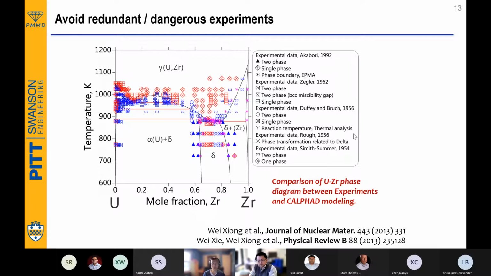Another thing is, if you work with uranium, neptunium, plutonium, you don't want to do experiments anymore, right? Even the national labs don't want to touch a lot of these sort of simple, but important binaries. This is one of the examples we did before, in 2013. Uranium-zirconium: as you can see, a lot of people did different experiments, but it's hard to identify the phase boundaries there. So you can utilize all of these data to do a CALPHAD computation, and the CALPHAD computation will be able to tell you exactly what the phase boundaries are.